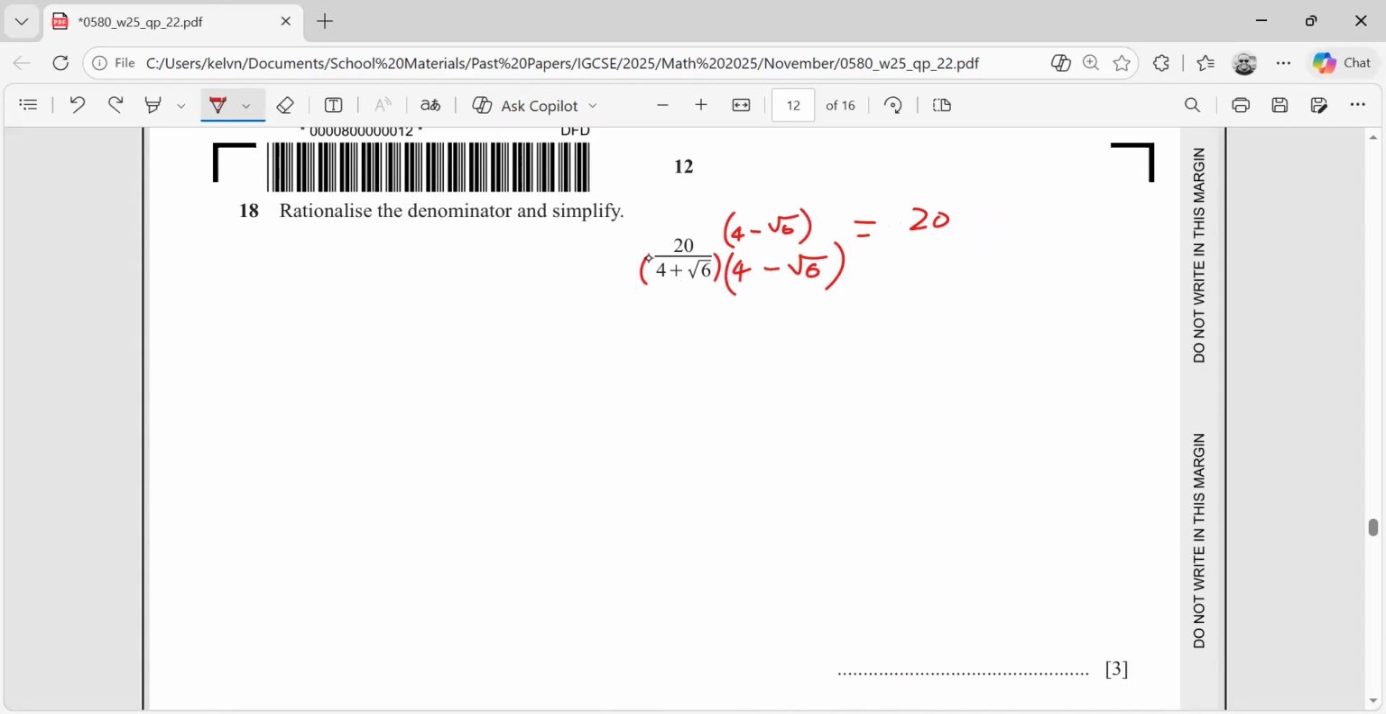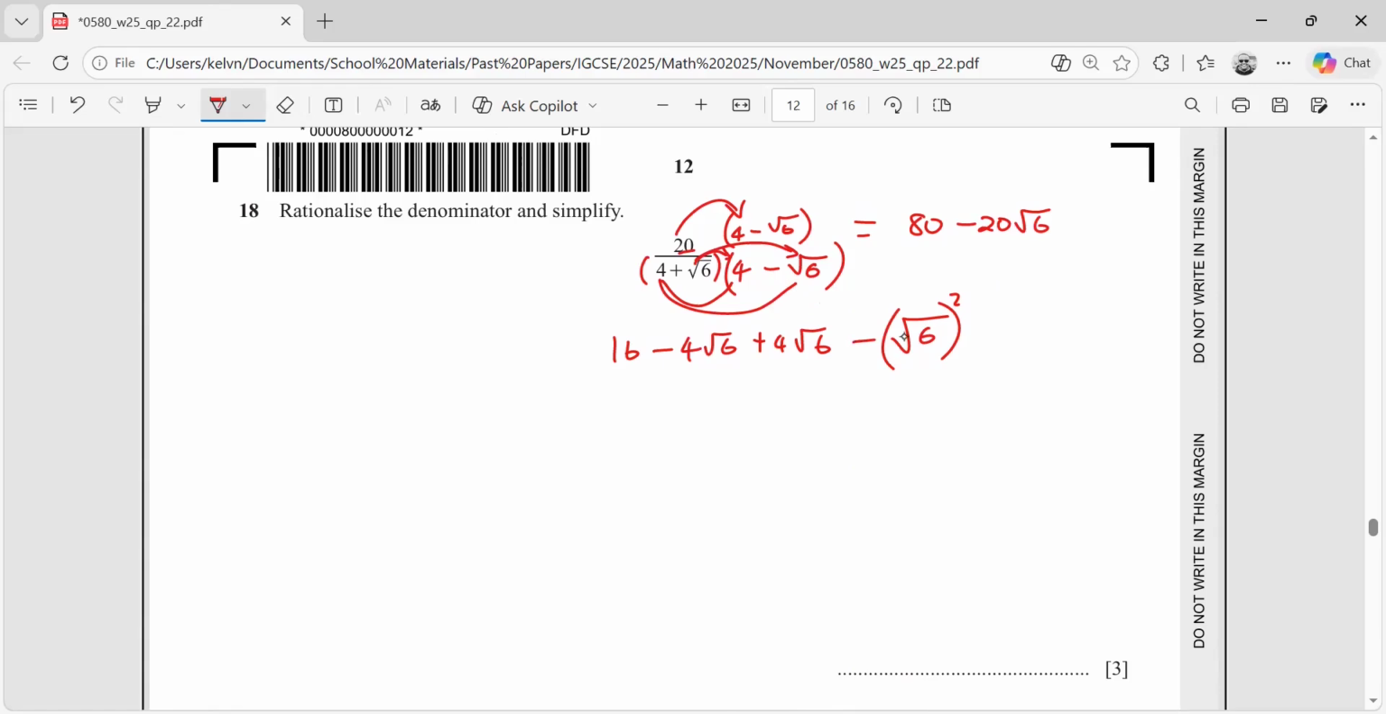Or you can just multiply and you get 80, because 20 times 4 is 80, and then minus 20 square root 6. For the denominator, we can expand the two brackets. 4 times 4 is 16, and then 4 times negative square root 6 is minus 4 square root 6, and then square root 6 times 4 is plus 4 square root 6, and then square root 6 times negative square root 6 gives us minus square root 6, squared. You're multiplying square root 6 twice, right?